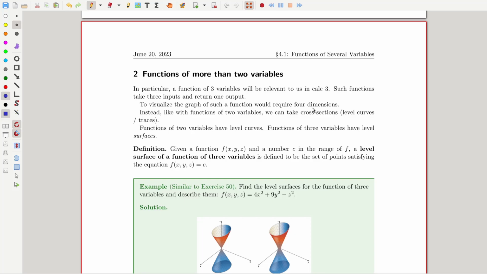That's not something we can really deal with. So instead, we take cross sections of it in order to be able to visualize it. And I guess the most useful cross sections to take are the ones that correspond to the idea of a level curve. But because we're up one more dimension, it's no longer a level curve, it's actually a level surface, which is kind of the other thing I'm trying to emphasize here, right?